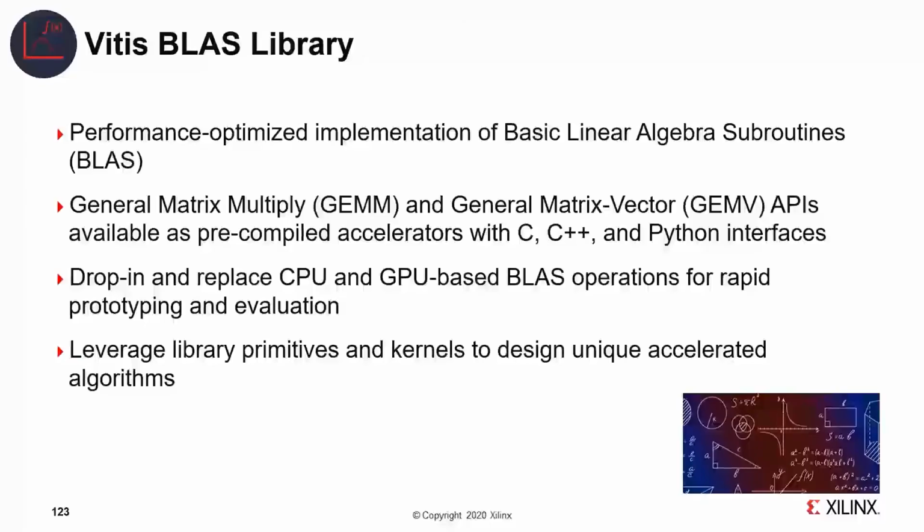The Vitis BLAS library is provided for accelerating linear algebra functions. It supports Level 1 primitives, Level 2 kernels, and Level 3 software APIs. The Level 3 software APIs support C, C++, and Python function interfaces. The library includes general matrix multiply and general matrix vector multiply. This library can be used as a drop-in replacement for the equivalent CPU and GPU-based BLAS operations. The primitives in this library can also be used across other applications.